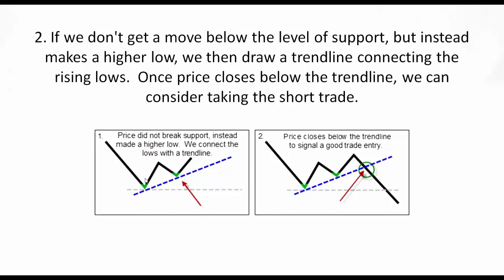We get that zigzag moving upwards. So price makes that low, comes up, starts to get towards that level of support, but it doesn't quite get there. It makes a higher level before it changes direction. So we have a low and we have a higher low. When that's the case, I can draw that trend line connecting those two lows. When finally we do get a close below the trend line, we can choose to take the trade.